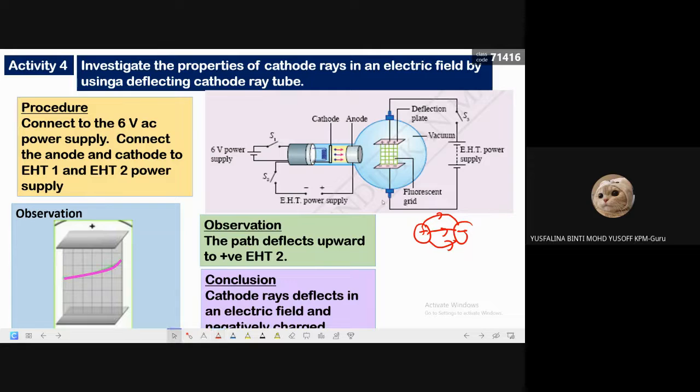So that's why the cathode ray deflects in electric fields and is negatively charged. We can conclude that it can deflect in electric and magnetic fields, and that it has a negative charge, because you can see it bends toward the positive plate.